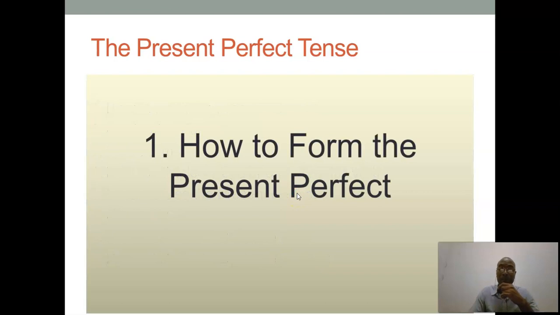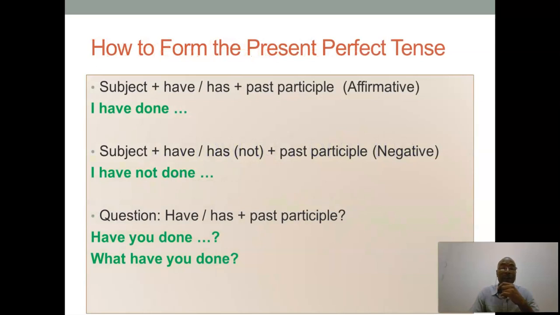How to form the present perfect tense? To form the present perfect tense, you need to have the present form of the auxiliary have or has, if it's the third person singular, with the past participle of the verb that you want to use, I have done. For a negative sentence, you need to have a present form of have or has followed by not. So you add not to make it negative and the past participle, for example, I have not done.